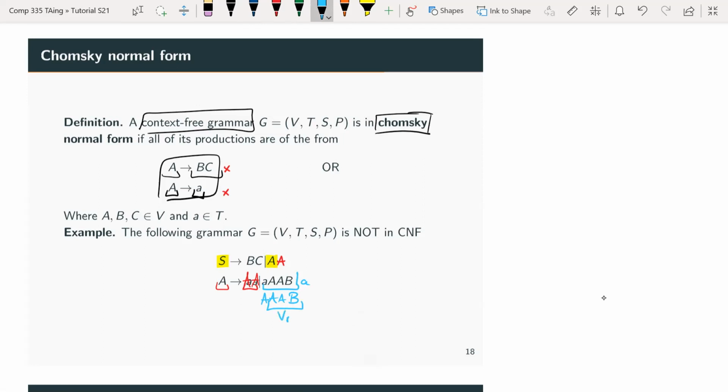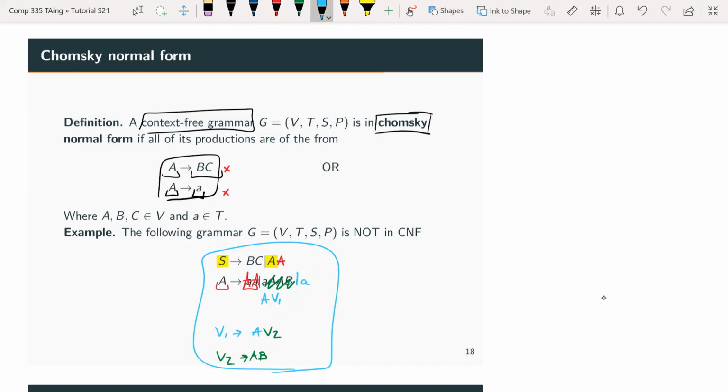So let's say V1 points to AAB, or sorry, AAB. But then this is still not in CNF, so then we just do the same thing. We replace AB by V2, and then V2 points to AB. So then this, let's use blue, is in CNF, okay?